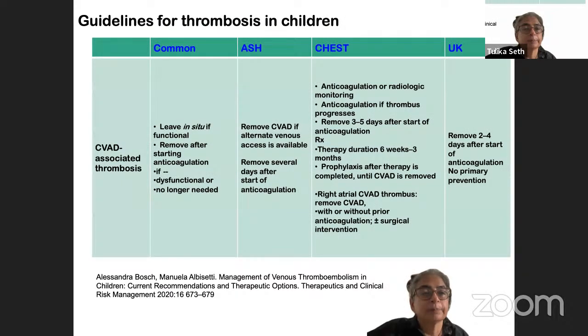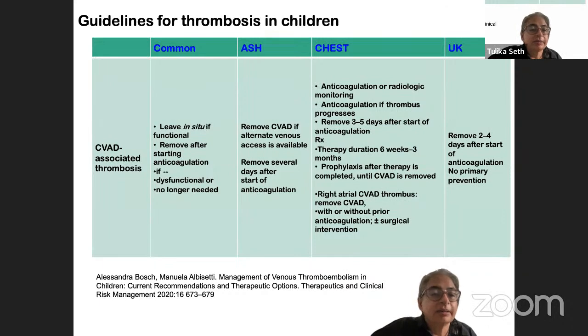Now, to summarize some of the guidelines that are recommended. So if you have a central venous catheter associated thrombosis, what do the different guidelines say? So we have the American Society of Hematology guidelines, the CHEST guidelines, which are the Cardiology Society, and then we have the UK Society. So most of the guidelines recommend to start anticoagulation, leave the catheter for a few days.